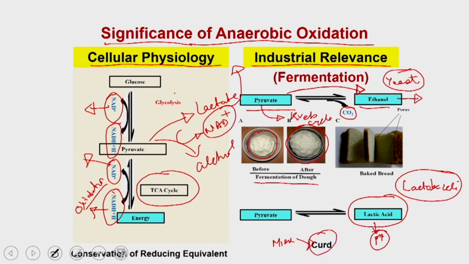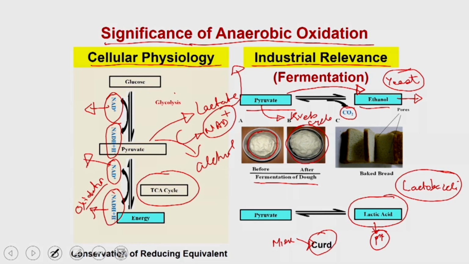So, anaerobic oxidation has a very huge industrial relevance. We have only discussed two examples. One is the production of ethanol or bread, the other one is the production of curd. But apart from these two pathways, there are many pathways which are found in many other different organisms to generate different types of metabolites, and these metabolites have very high economic values in the industrial context.